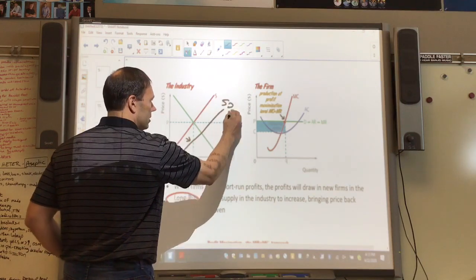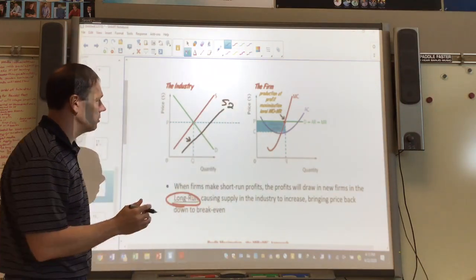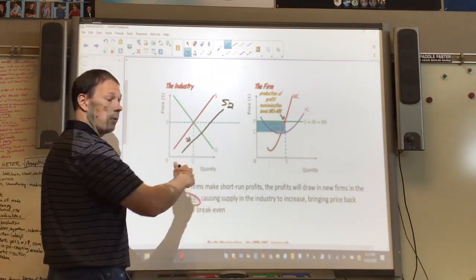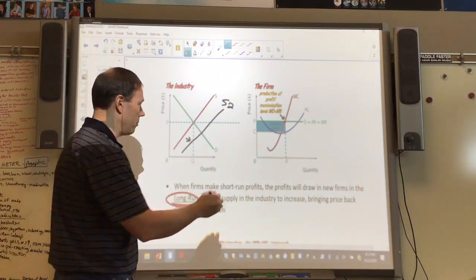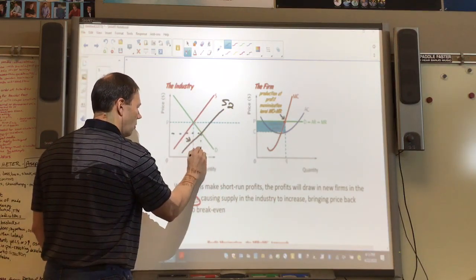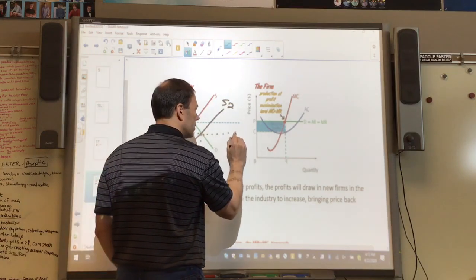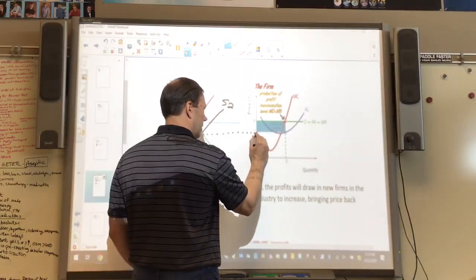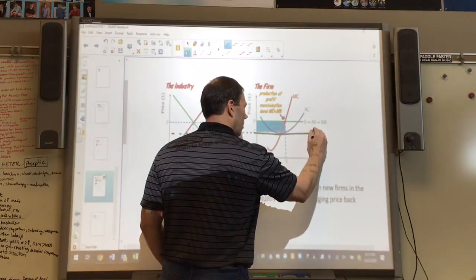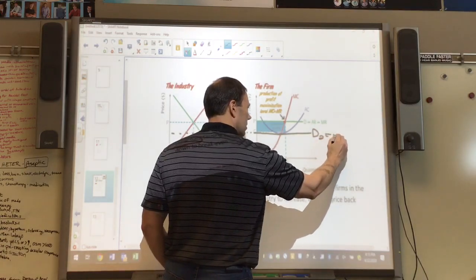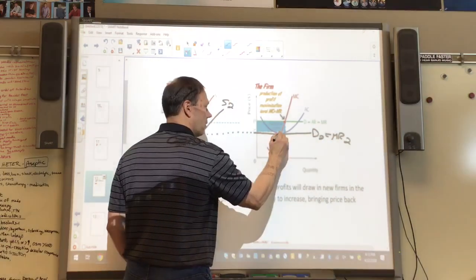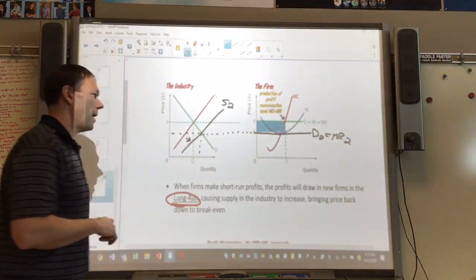I don't know if I did this at the right spot, but hopefully it's close enough. It's going to increase supply because you have all these new potato growers, right? You have a new price and quantity here, and of course that gets extrapolated over. If I did that, pretty close. It creates a new price, demand, and marginal revenue curve for the firm, and you come back to break even.